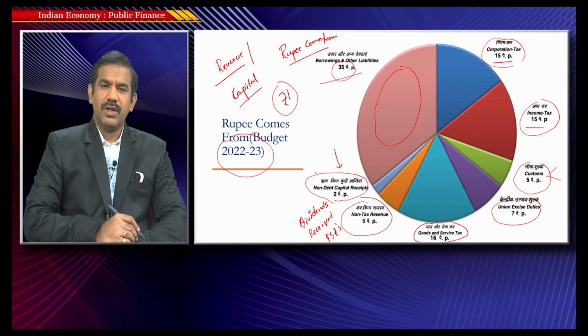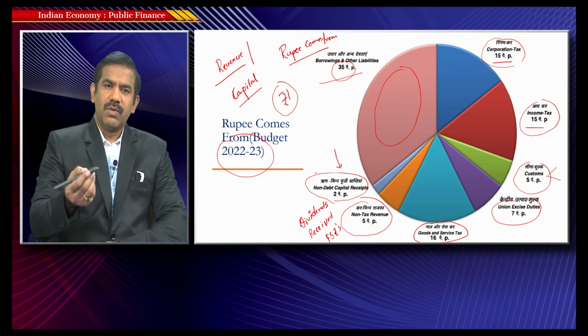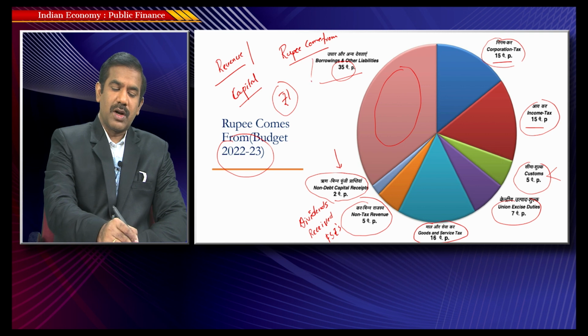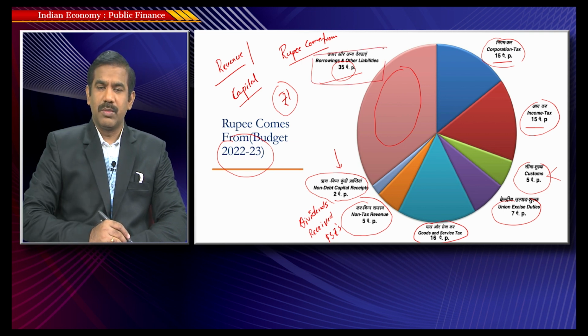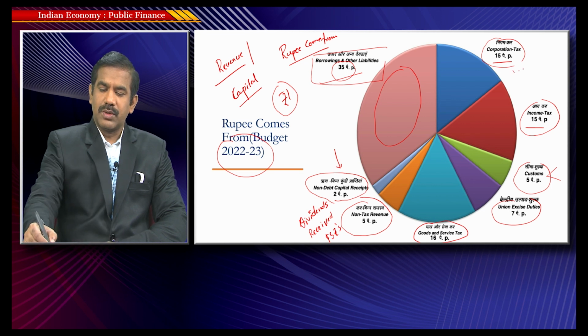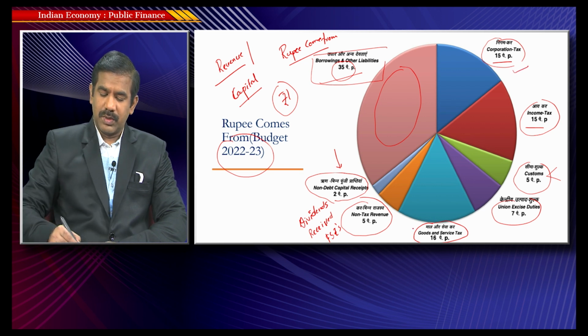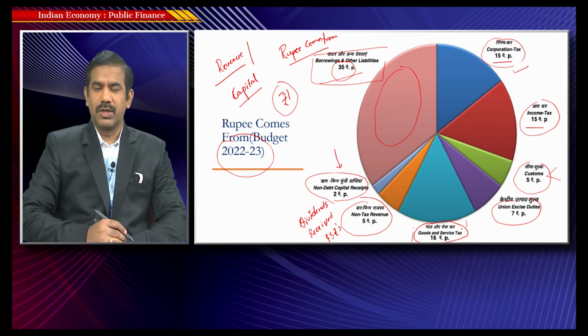So mostly when it comes to examination, what might be asked is which particular part of this pie happens to contribute what proportion of rupee, isn't it? Borrowings and other liability happens to be the major source of receipts, and then next come the corporation tax, income tax, and then the GST. That contributes around 16 paise.